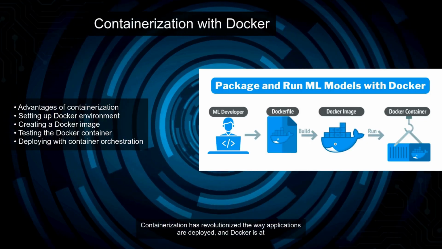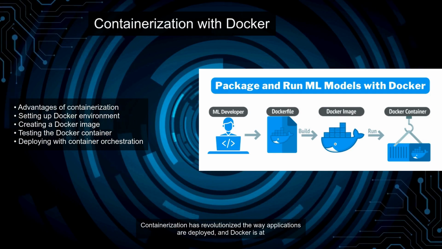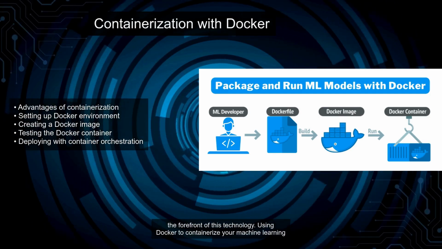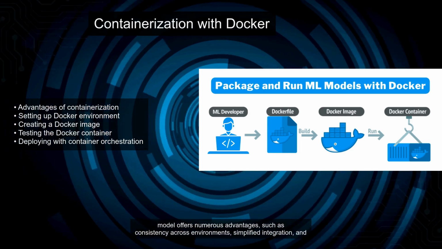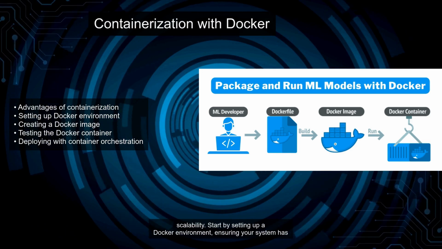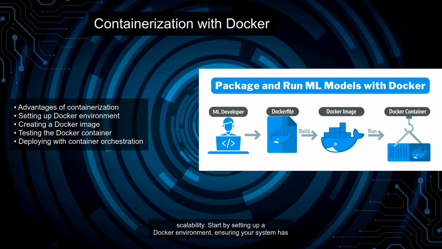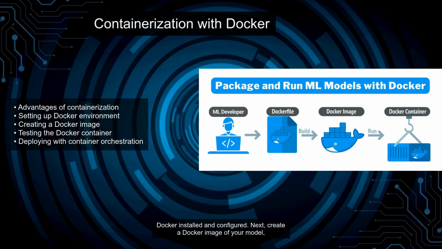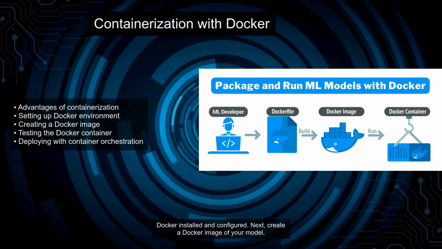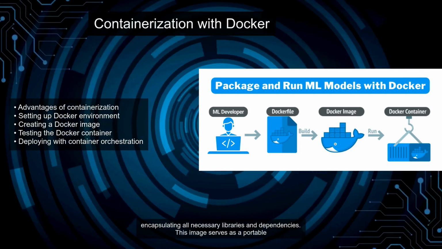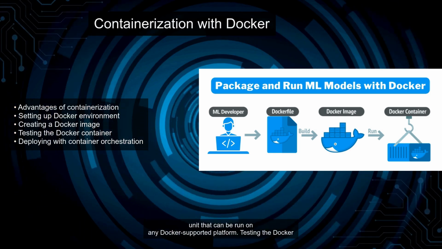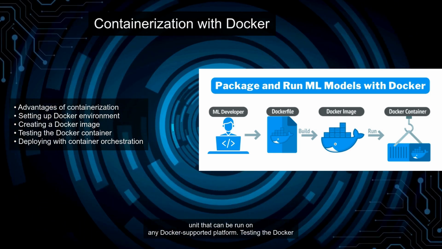Containerization has revolutionized the way applications are deployed, and Docker is at the forefront of this technology. Using Docker to containerize your machine learning model offers numerous advantages, such as consistency across environments, simplified integration, and scalability. Start by setting up a Docker environment, ensuring your system has Docker installed and configured. Next, create a Docker image of your model, encapsulating all necessary libraries and dependencies. This image serves as a portable unit that can be run on any Docker-supported platform.